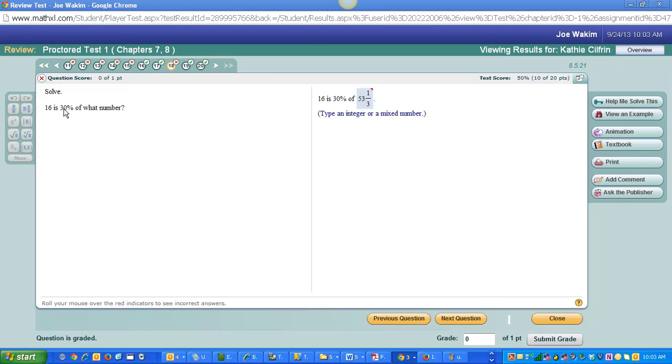On number 18, 16 is 30% of what number? So what number would be the base? So 30% of x equals 16. Therefore, x would be 16 divided by 30%, or 16 divided by 0.3. 30% is 0.3 in decimal notation. And that would be the answer.